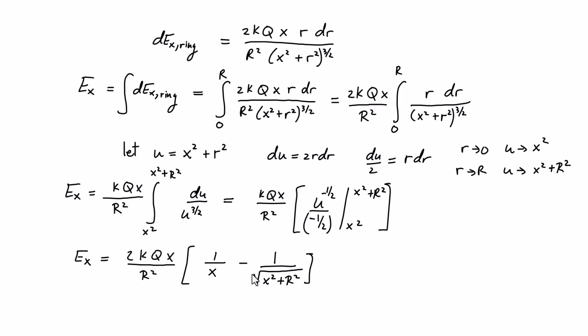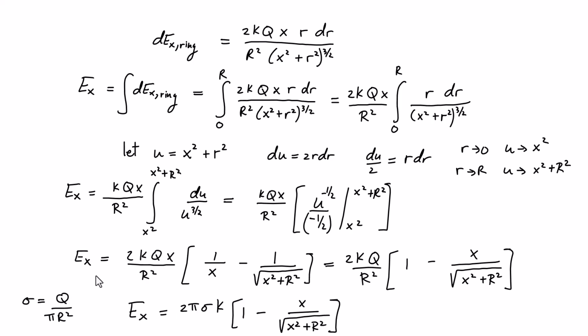You can write this maybe a little bit differently here. Just multiply through by this x term, and this is kind of a more standard approach here. Yeah, so this is my total field produced by one disk, okay?